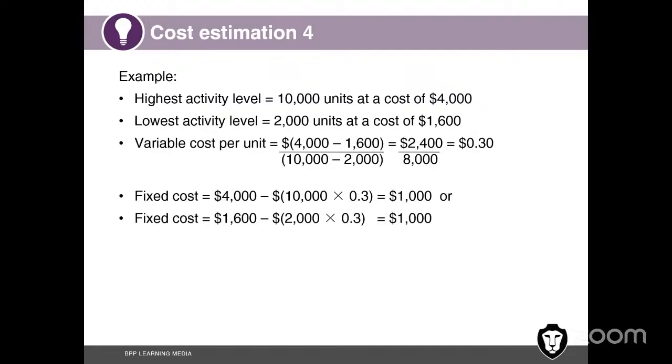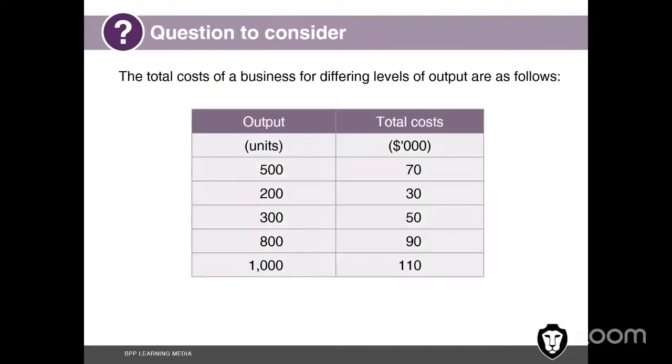So that basically would be that. So you have another example. They ask you, what would the equation be? I want y'all to try this one right now. Again, the activity is the one which is not the money. So again, choose the highest activity with its cost and the lowest activity with its cost. Calculate the change in cost at the top over the change in the activity. That will be the variable cost per unit.